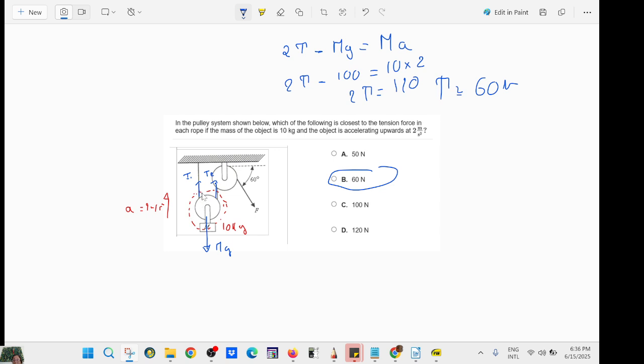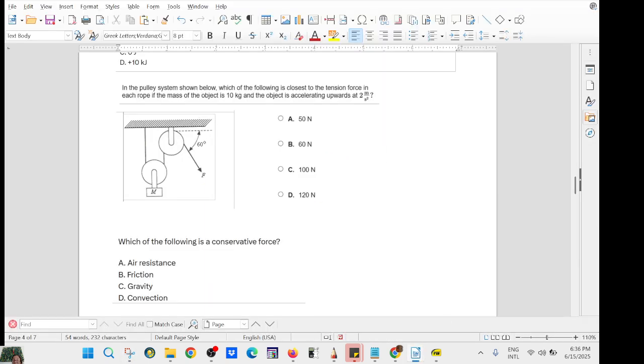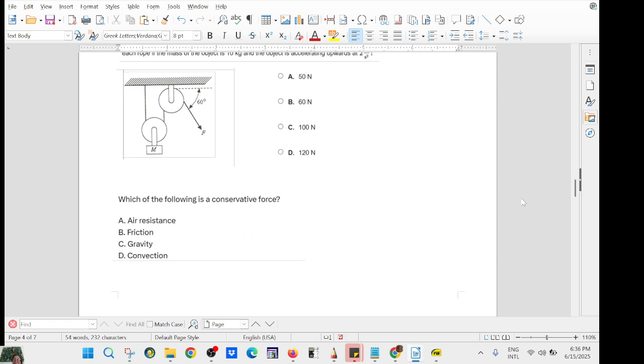So the trick here is really to define the system. What was the system? That was the system. And then you do your free body diagram. Okay, so let's go to the next one. So just a definition here. Which of the following is a conservative force?